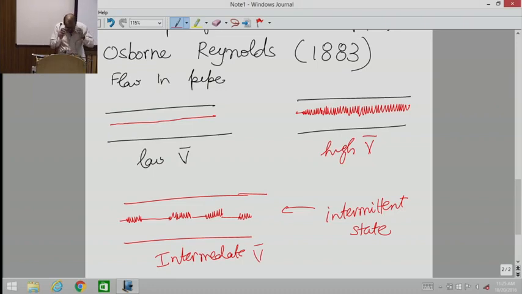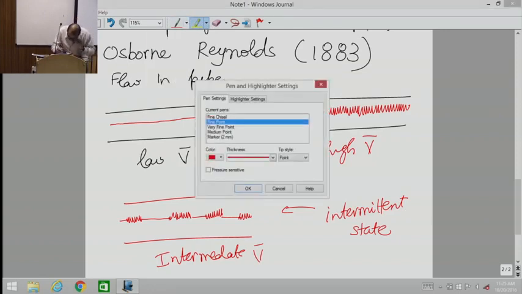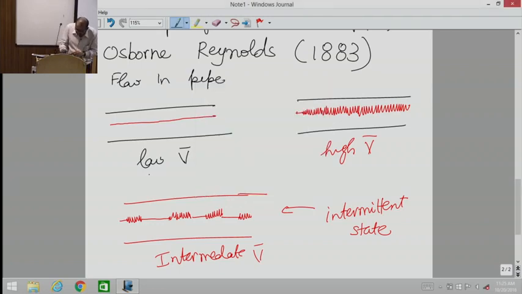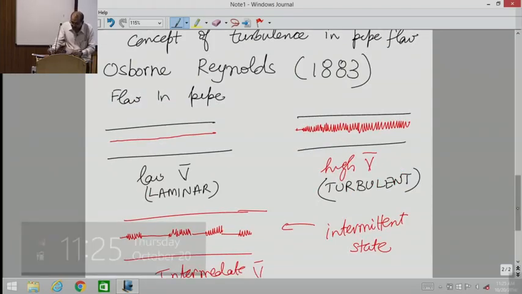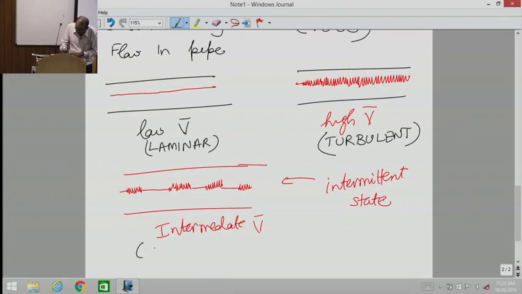So now, what he coined the term was, let me again go back to my... So this flow is what he termed as laminar flow, whereas the flow where we had a perpetual random type of motion was termed as turbulent, and this would be what we would call the transition.